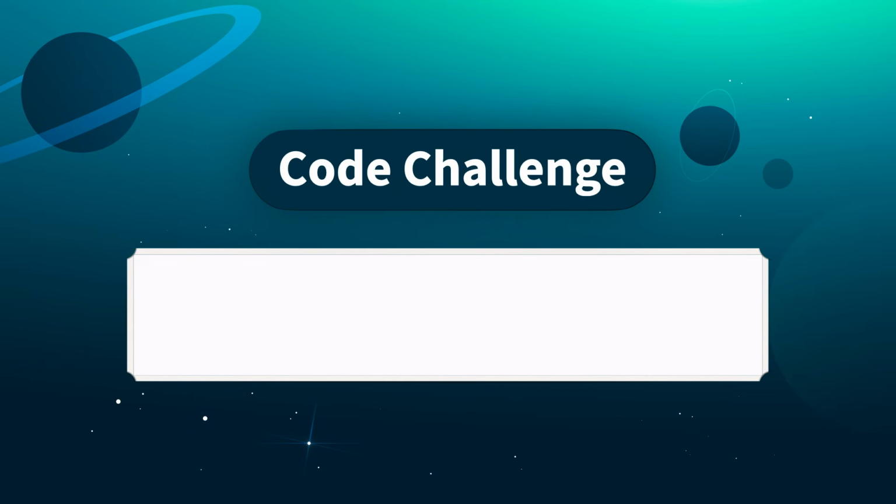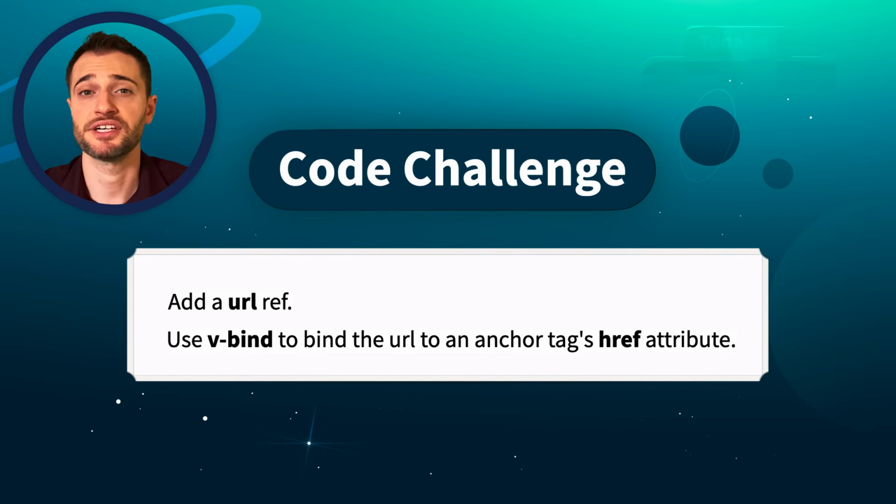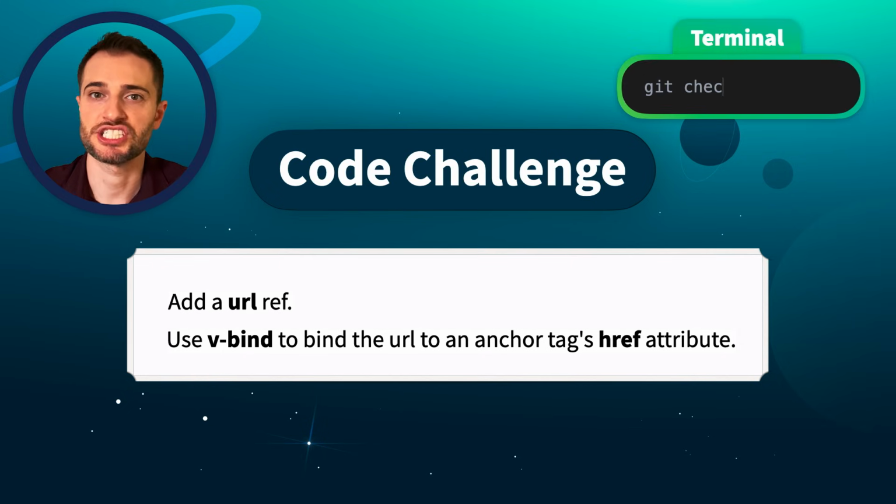So now we've reached the end of the lesson and on to our second challenge. Add a URL ref. Then use v-bind to bind that URL to an anchor tag's href attribute. As a reminder, if you're coding along with our repo, you can check out the ending code as well. So for this one, it would be L3-end.